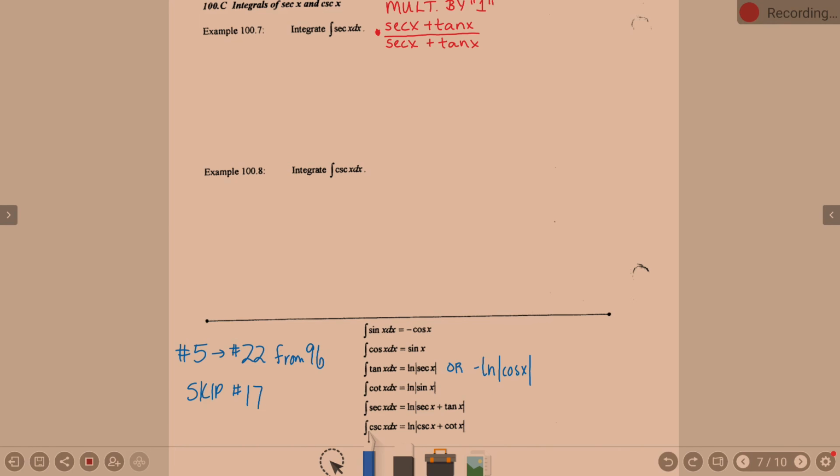So let's go ahead and multiply this and make this into one fraction. When we multiply by the secant x dx, this of course is just secant over 1. So on top, what is secant times secant plus tangent? Secant squared x plus secant x tangent x over my denominator of secant x plus tangent x, and this is dx.